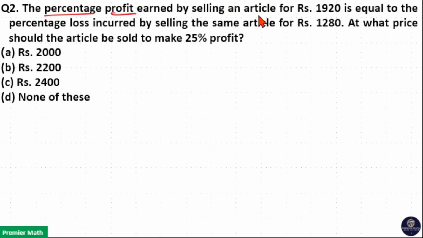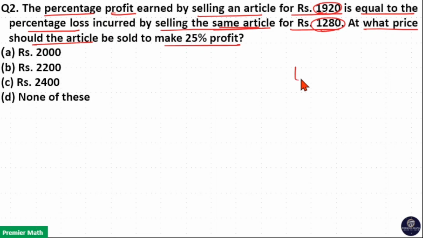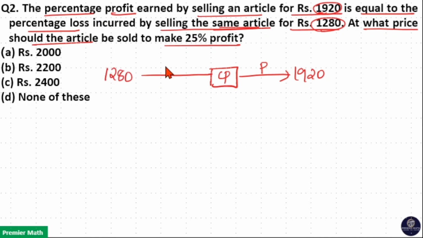The percentage profit earned by selling an article for rupees 1920 is equal to the percentage loss incurred by selling the same article for rupees 1280. At what price should the article be sold to make 25% profit? Here the same article is selling at different prices. So when selling at 1920 rupees, this article earned a profit. Let us consider it as P. Now cost price plus profit is equal to selling price. But when selling this same article at rupees 1280, this article earned a loss same as this profit. That is, here profit is equal to loss.